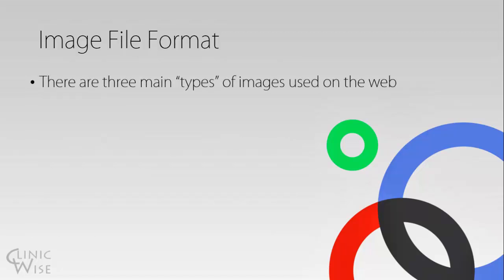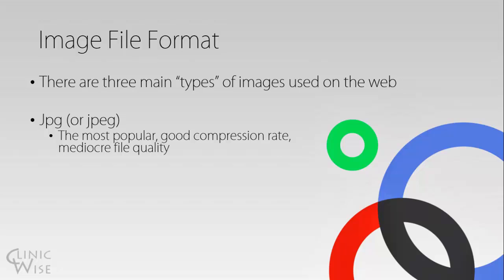Earlier, we introduced the three main types or file formats of images that are found on the web: JPEG, GIF, and PNG. Each has advantages and disadvantages. JPEG is the most common file format for images on the internet. This is largely because it has a good compression rate, which means that the quality of the image is not reduced very much when the file size of the image is decreased. Its balance of quality and file size make it ideal for most situations.